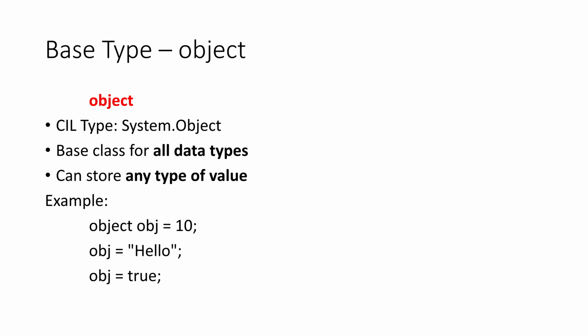Then comes the base type. It is actually the father type, like it stores all the types. Object. So object is the base type. In object we can store all the type values like integer, string, boolean, even custom objects. But using object reduces performance. So you should be careful.